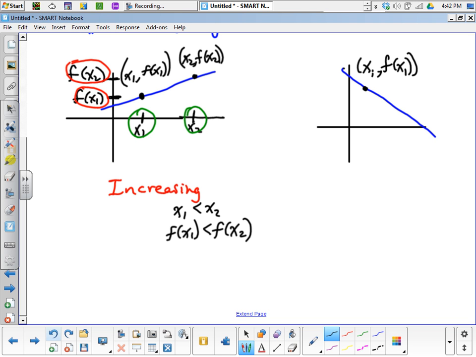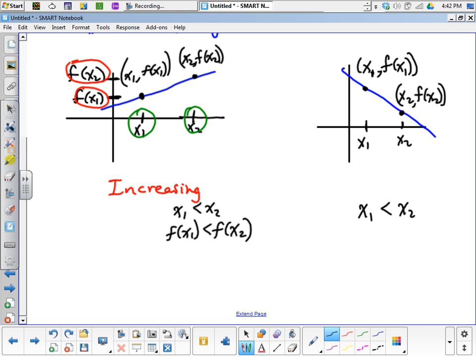Here's your first point. And your second point, x2, f of x2. Remember, that just means x2, y2. The way you would describe it here is actually x1 is less than x2 still. See how x1 comes first on the number line? So x1 is still less than x2.